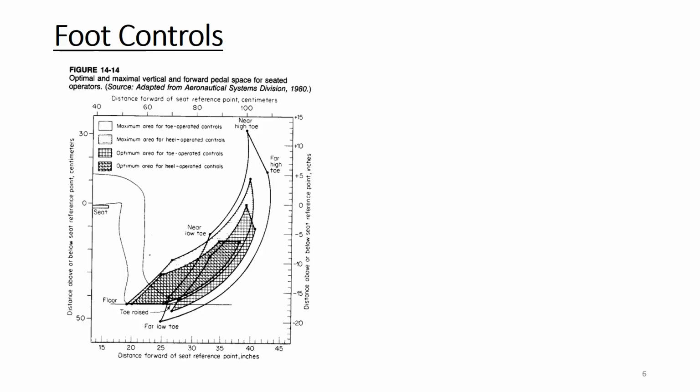Now, again, another graph for foot controls. So here again two conditions are shown: one is heel operated controls and the other is toe operated controls. That again is marked for maximum area and optimum area. So you can easily make out the convenient, preferred distances for each of these applications.